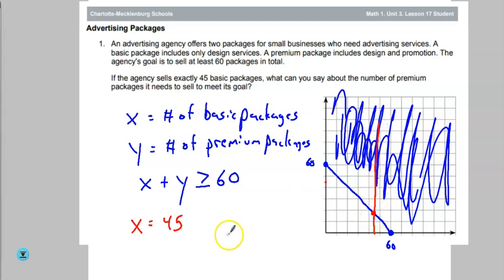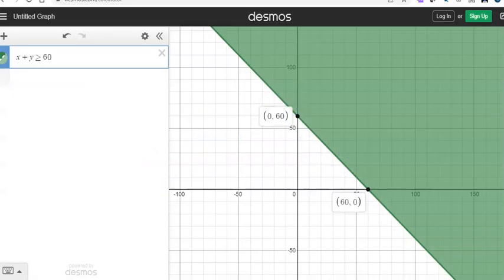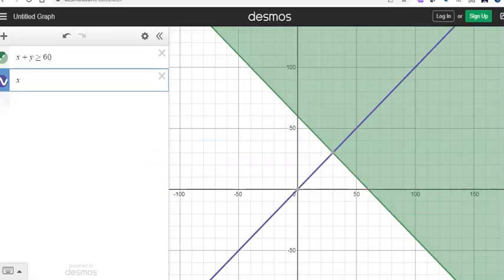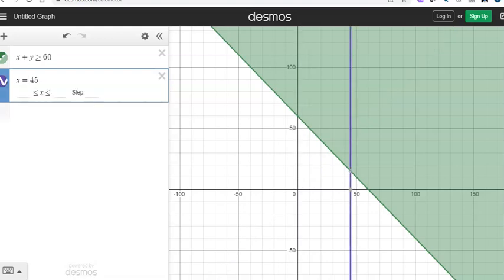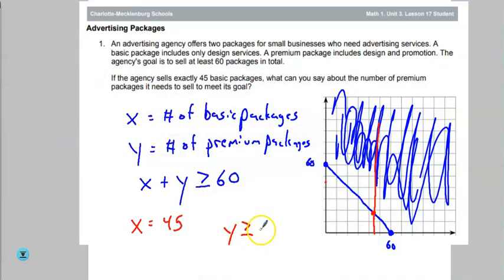So from that point, your Y would have to be greater than or equal to, and we need to know what the intersection is there. So if we say if the basic ones equal 45, then it's 15. So our Y would have to be greater than or equal to 15 packages so that you sell at least 60 of them. 15 would be the minimum, but you can sell more than that.